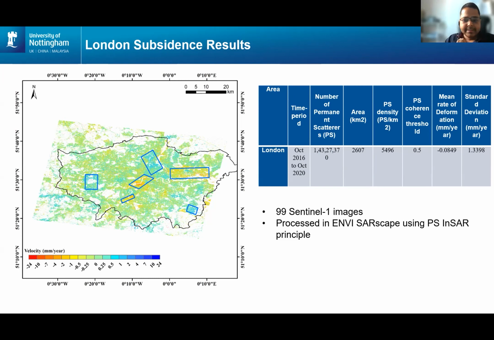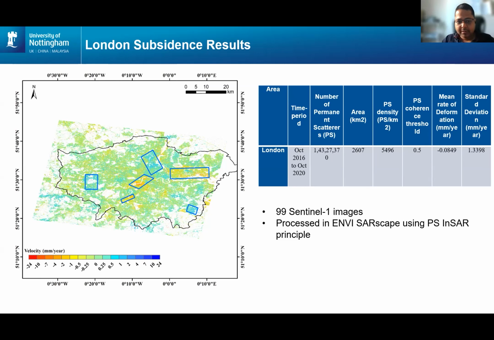We have used 99 Sentinel-1 images and processed these images using ENVI SARscape, and the principle we have used is persistent scatterer InSAR, so PS InSAR. We can see that overall for London, the land subsidence is stable. We are not getting any alarming or very critical land subsidence, but we can see some local patches of land subsidence as well as uplift, which I've shown by blue brackets here. The overall mean rate of deformation was negative, that is 0.08 mm per year.